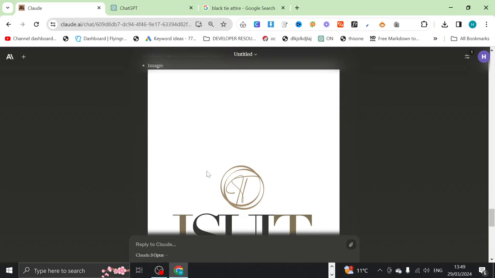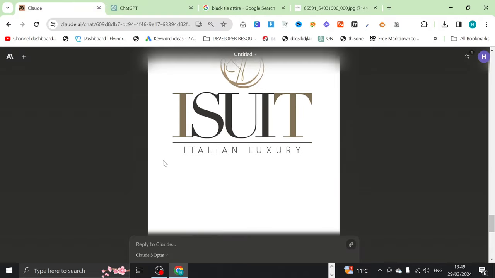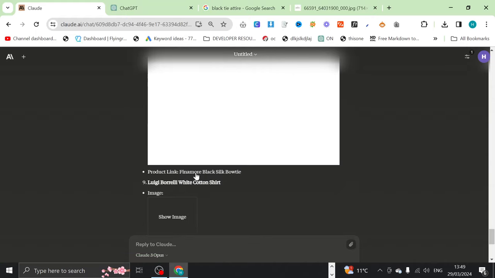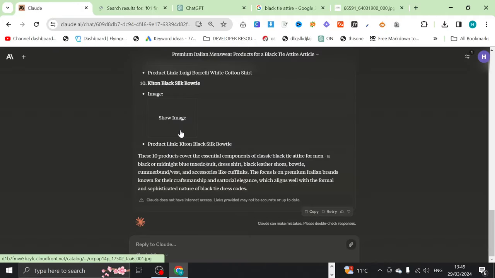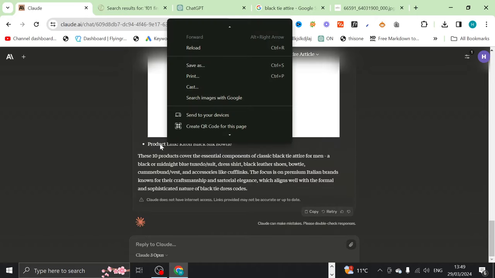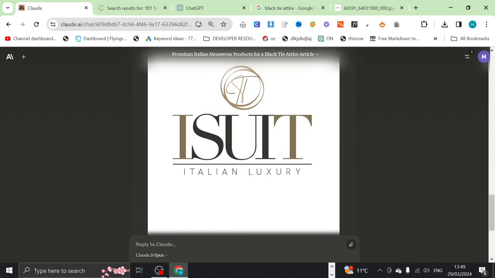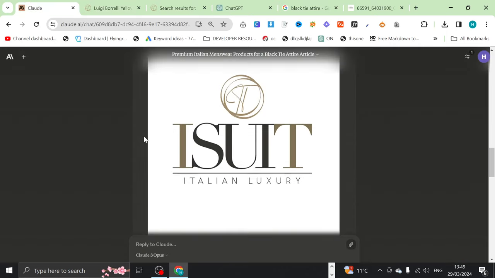Let's have a look at these shoes again. I don't know what's going on here with the images, so we'll say 6 out of 10. This looks like a bow tie, which we can definitely give a pass to. So let's actually have a look at this bow tie. Oh, yeah, no, there is no bow tie. Kiton black silk bow tie, let's have a look. There's no product link. And then a Luigi Borrelli white yellow linen shirt, you could not wear this. I would say probably 6 out of 10.